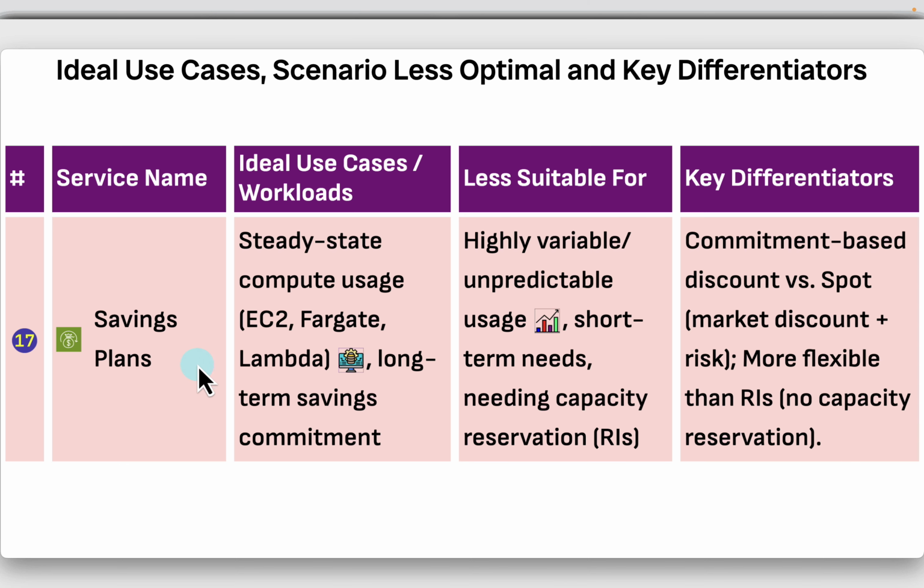Next is Savings Plans. Ideal use cases are steady state compute usage, for example EC2, Fargate, and Lambda. They are part of Savings Plans, and long-term savings commitment. It is less suitable for highly variable, unpredictable usage, short-term needs, and needing capacity reservation, which is for Reserved Instances. Key differentiators are commitment-based discount versus Spot, which offers market discount plus risk. Second, more flexible than Reserved Instances. There is no capacity reservation.